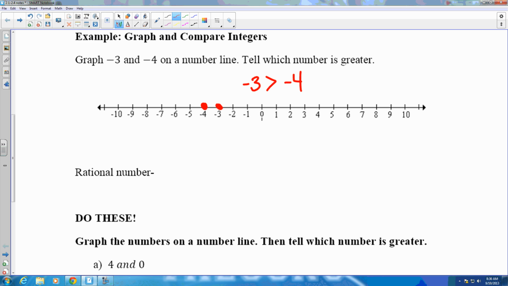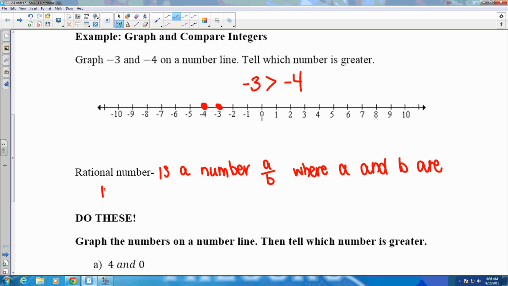A rational number is a number a over b, where a and b are integers, and b cannot be equal to 0. So fractions and decimals are all rational numbers.